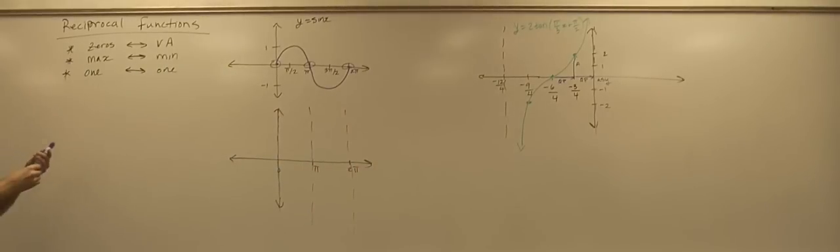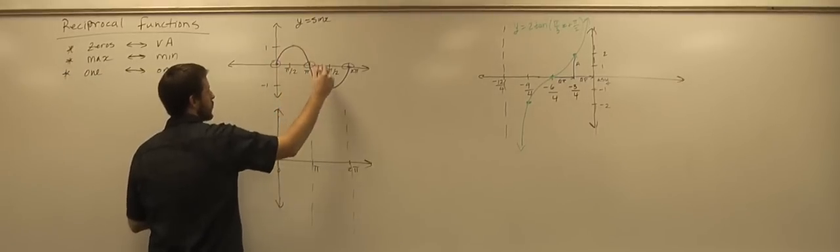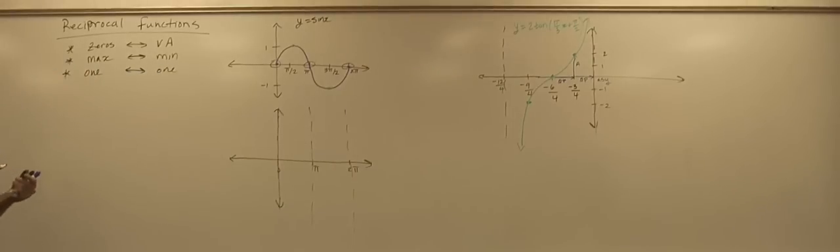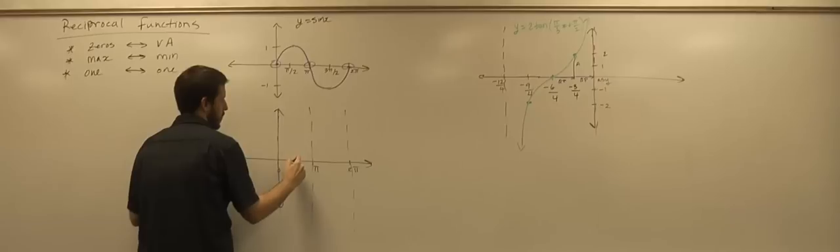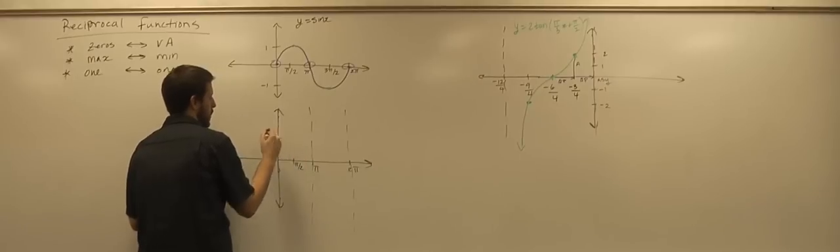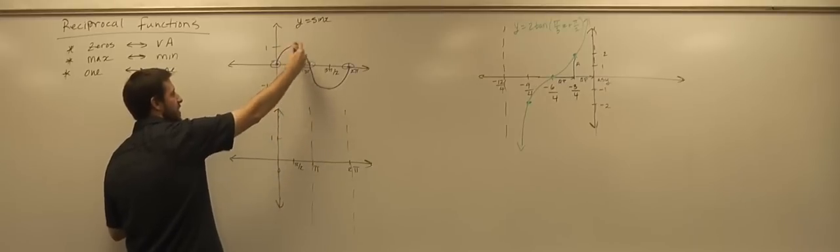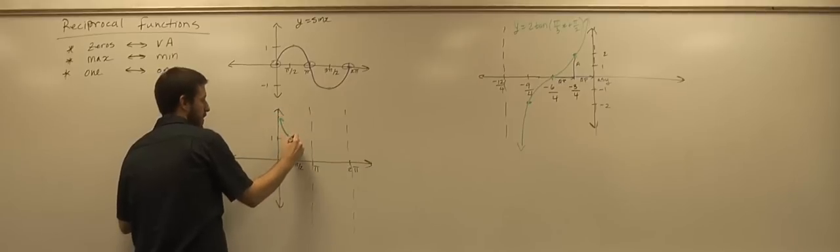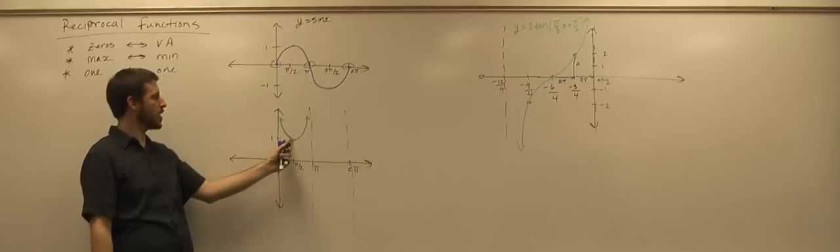Then let me focus on maxes and mins. Here I have a max at pi over 2, 1, and here I have a min at 3 pi over 2, negative 1. So the max is going to turn into a minimum, which means at pi over 2, comma 1, instead of going downward to give me a max, I have to arc upward like this. And this 1, this value of y equals 1, stayed the same.